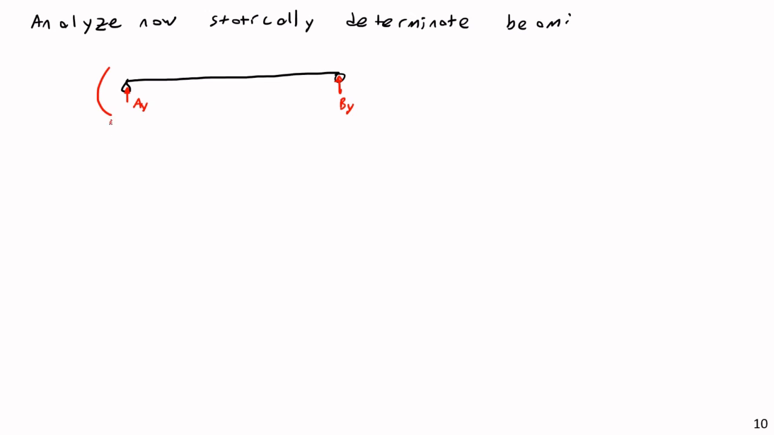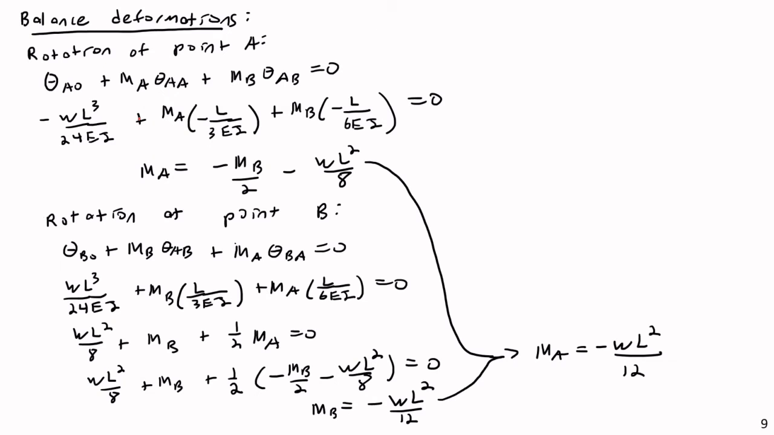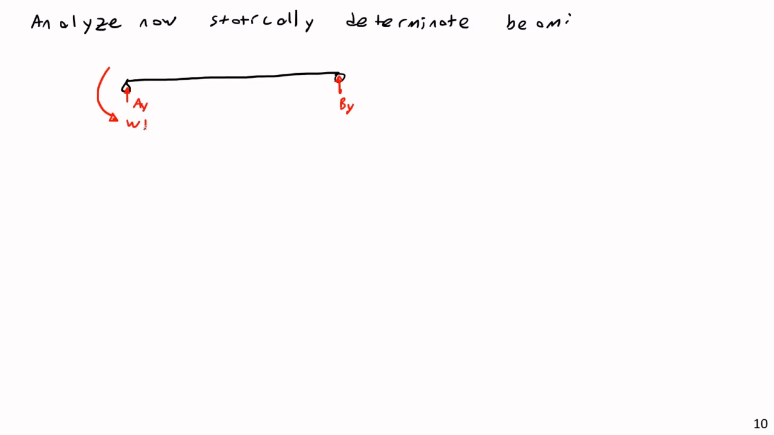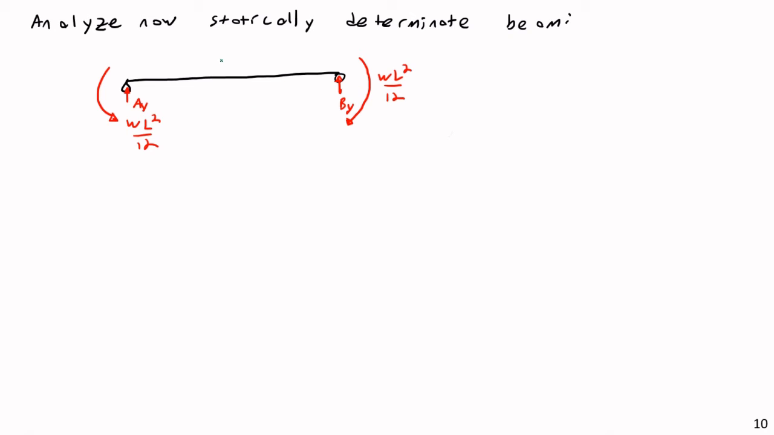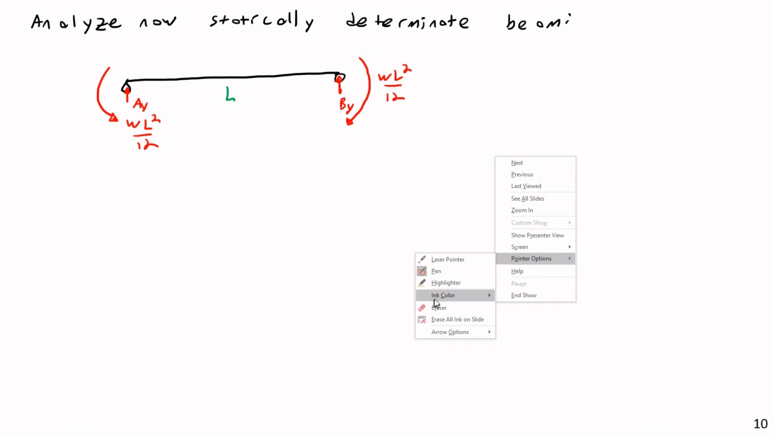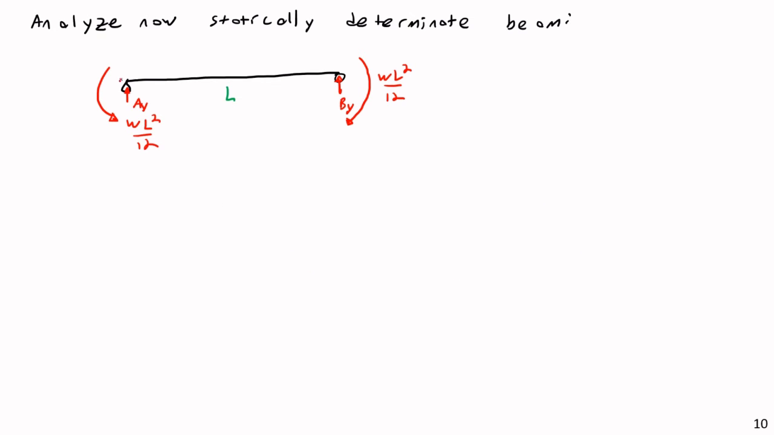And I have moments of WL squared over 12, just like we got previously, WL squared over 12 here, and WL squared over 12 here. And this is, of course, a beam of length L. Oh, and of course, I almost forgot my actual loading. We can't forget that. My distributed load of W, that still hasn't gone away. We're back to a real beam that is statically determinate.